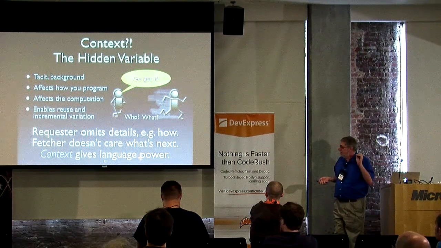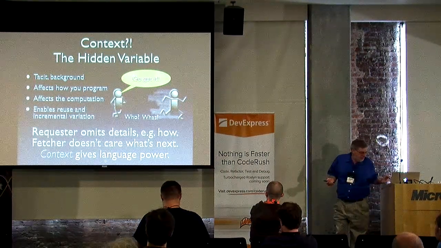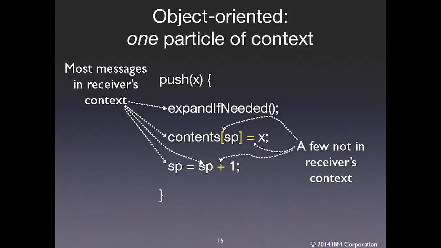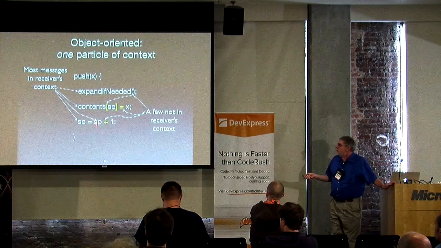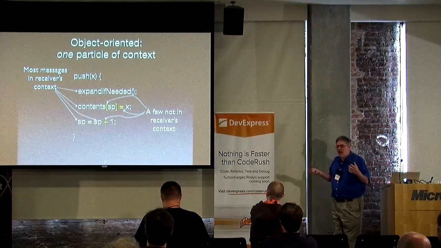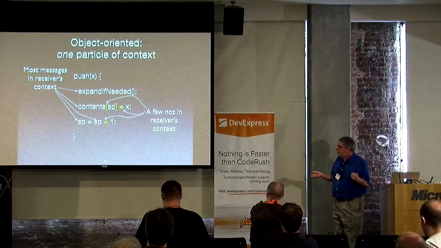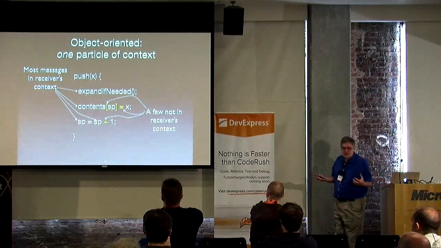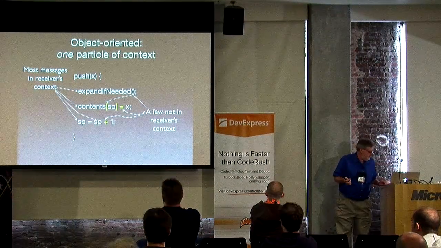And I think that it's really context that gives all of our languages their power. Let's look a little bit, in the object-oriented sense, at how much context there is here. This push routine is in the context of some class or prototype, if you're a Selfie. All of these calls in white are in this implicit context of the receiver, but it's not stated. And occasionally, you do something in a different context. That's the yellow. But mostly, you're staying in that same receiver's context.